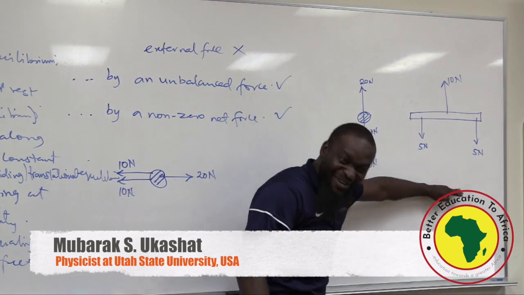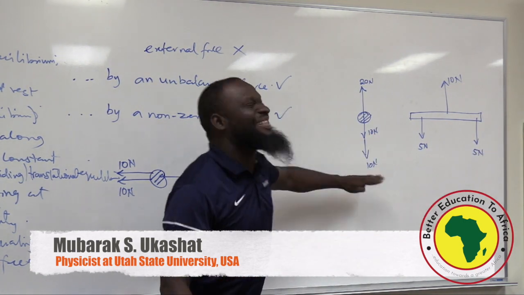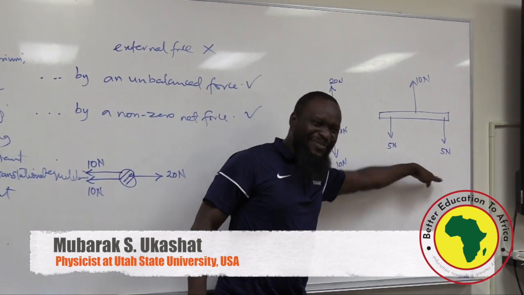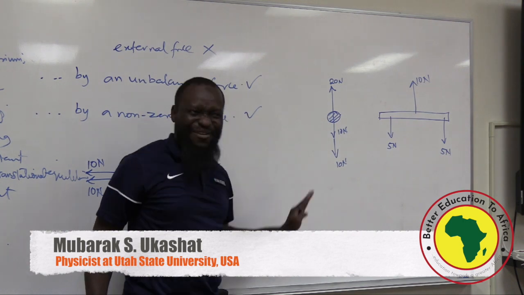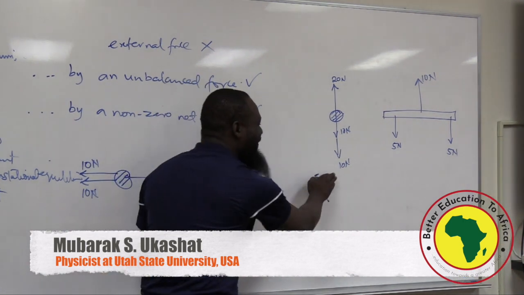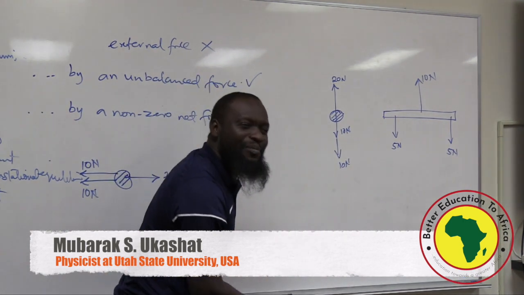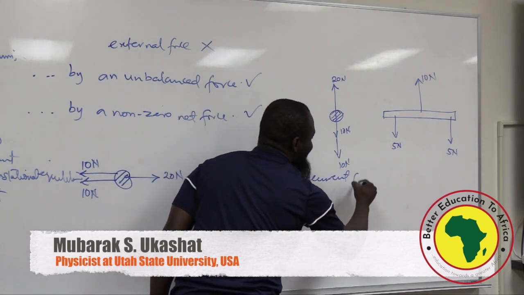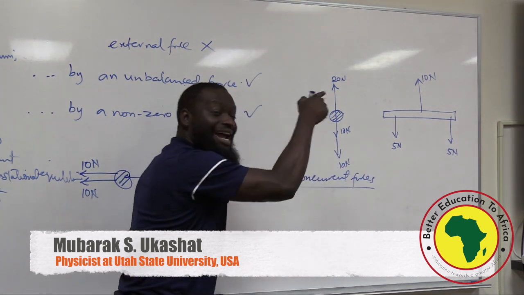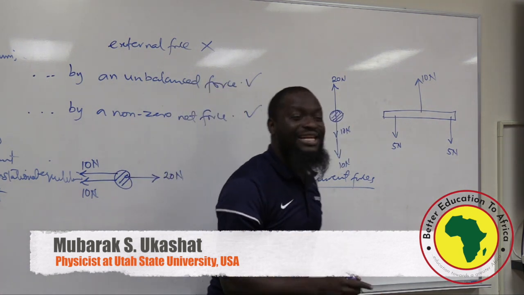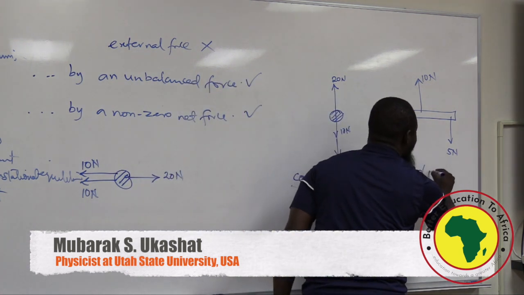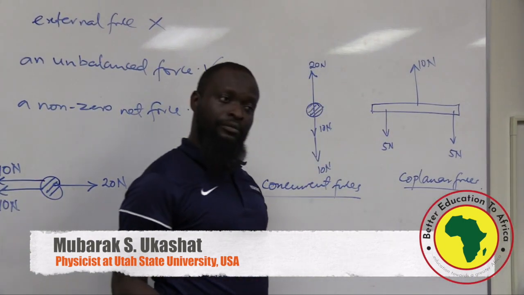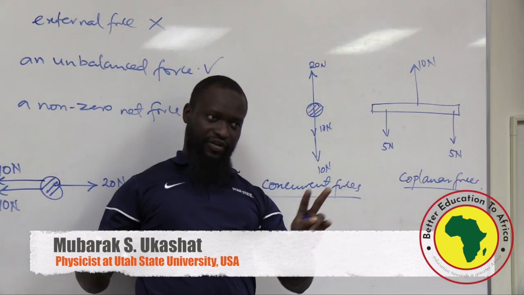But this kind of equilibrium is different from this kind of equilibrium. The way we treat this kind of equilibrium is different from the way we treat this kind. So this kind of equilibrium is what we call equilibrium under the action of concurrent forces. And this kind of equilibrium is what we call equilibrium under the action of coplanar forces.